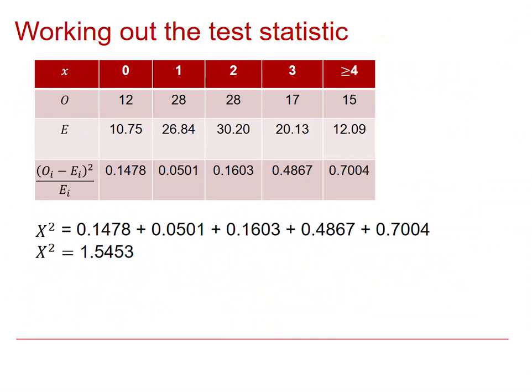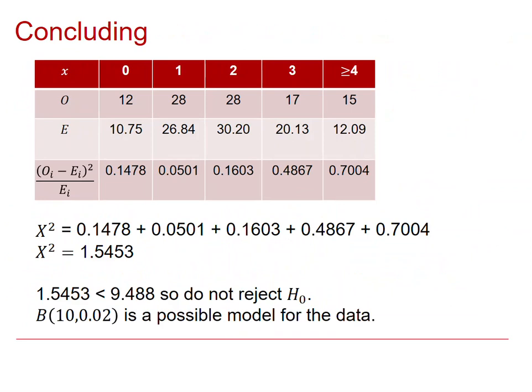We need to compare that to the critical value, so as you can see here 1.5453 is less than the critical value, so that means there is not enough evidence to reject H0, which means that the given distribution is a possible model for the data.